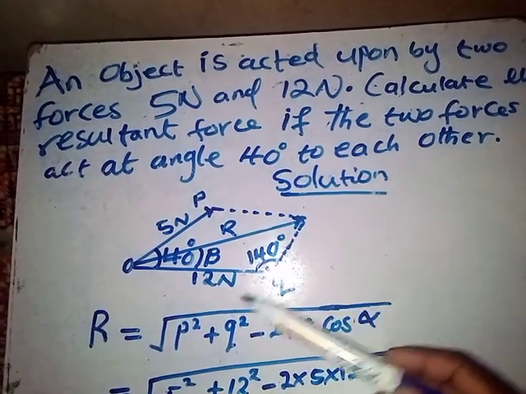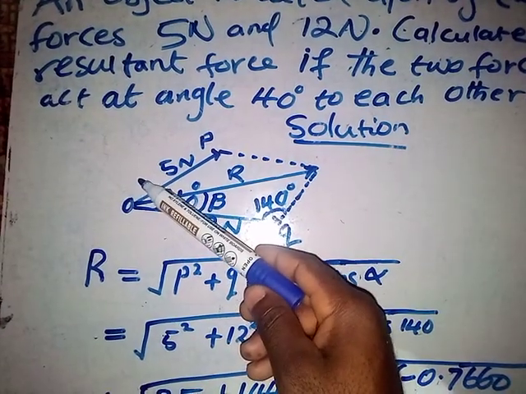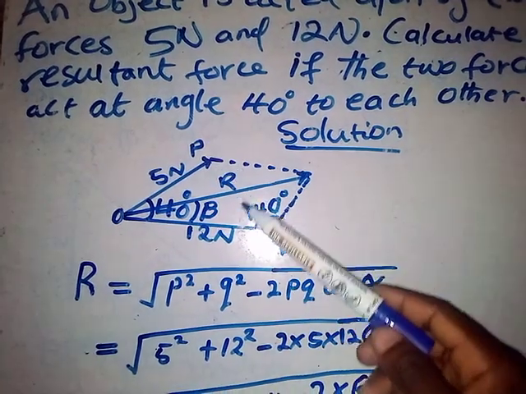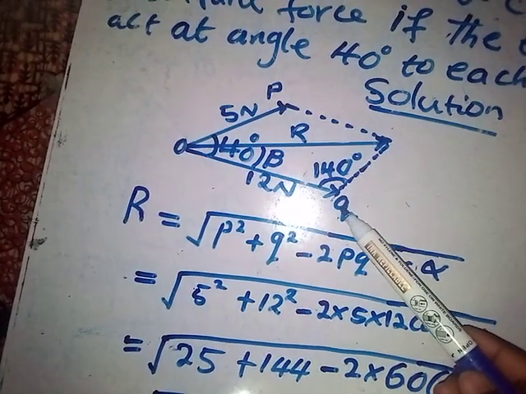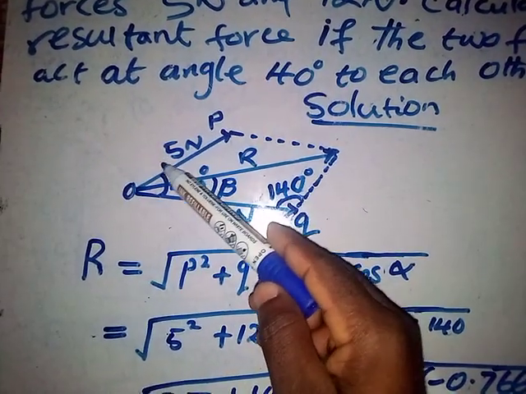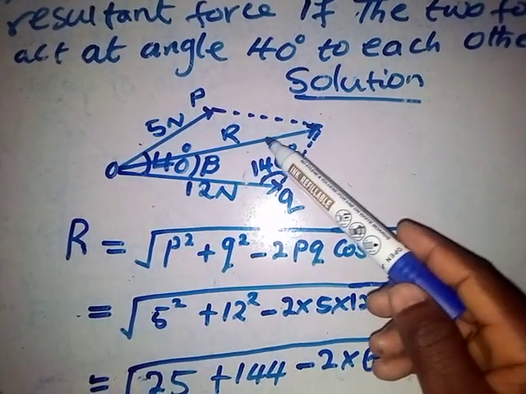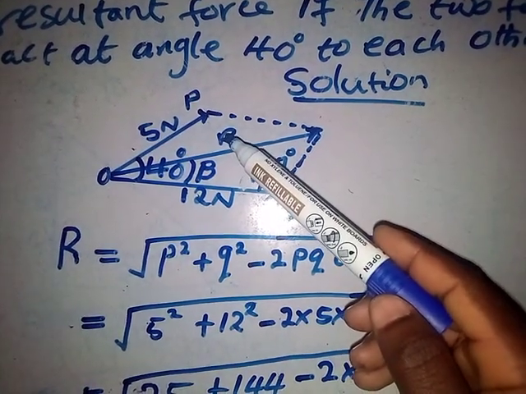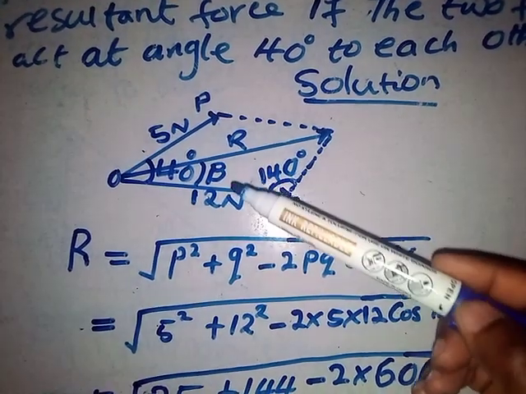So the solution, see my diagram here. This is the 5 Newton force, which I denoted P, then the 12 Newton force, which I said let it be Q. You can see Q here. The angle of inclination given to us is 40 degrees, and here I draw a line to form the resultant force. The resultant force R is here, and here we have beta.